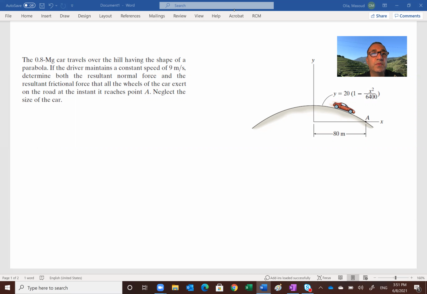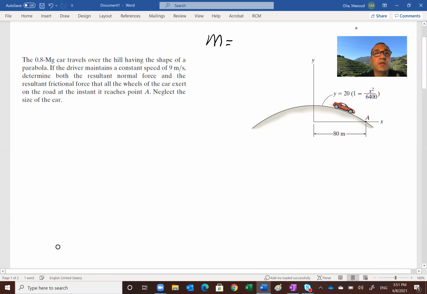I'm here with a problem which is related to kinetics of particles and related to the normal-tangential coordinate system because of the nature of the problem, which is curvilinear motion. As you could see here in the picture, you have a car that is traveling along a parabolic path. The mass of the car is given to be 0.8 megagrams.